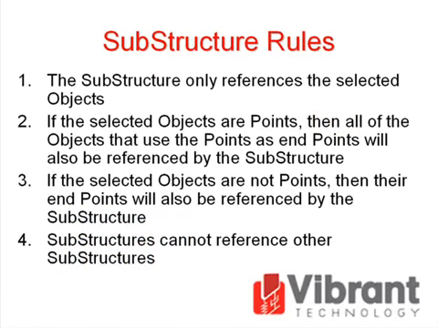The following rules apply when selected objects are added to a new or existing substructure. The substructure only references the selected object. The objects still exist as unique objects in the structure file. If the selected objects are points, then all of the objects that use the points as endpoints will also be referenced by the substructure. If the selected objects are not points, then their endpoints will also be referenced by the substructure. Substructures cannot reference other substructures.